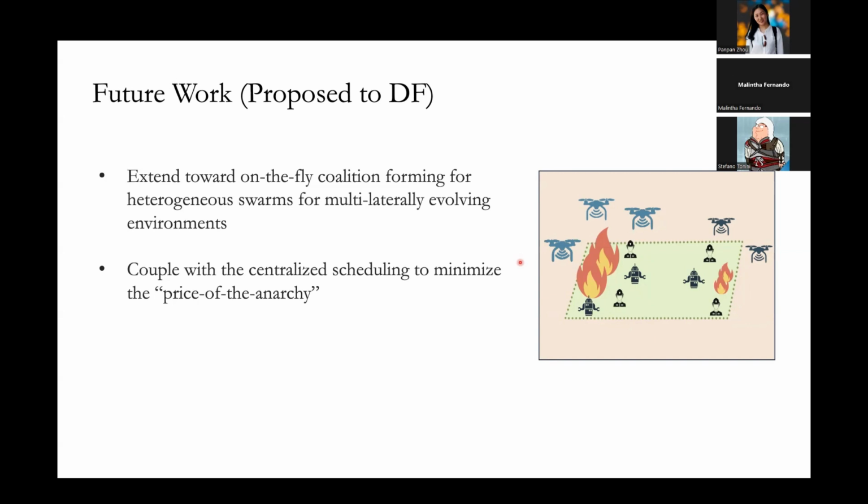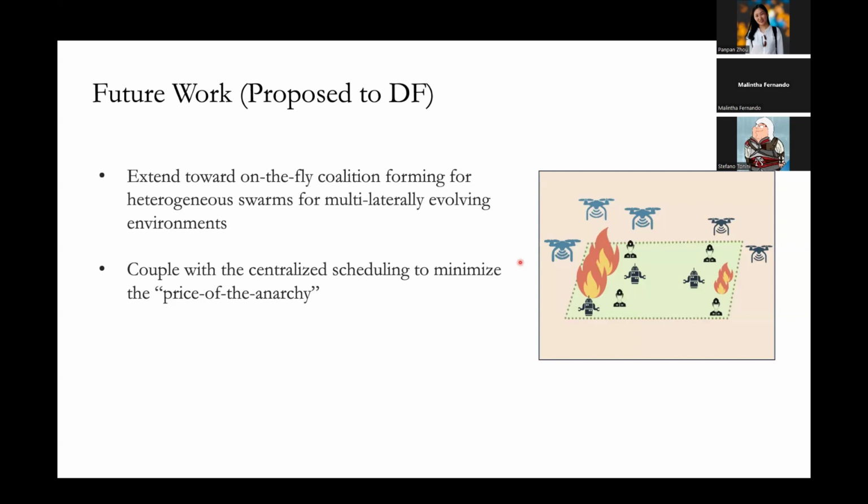The other thing I would like to do is extend this work to generate on-the-fly coalition forming for heterogeneous swarms in multilaterally evolving environments. It's a lot of words. Basically, let's consider that we have the depots, and depots can decide which robot to pick to assign a certain payload. So that is now a multilaterally evolving environment. The depots can also make decisions.